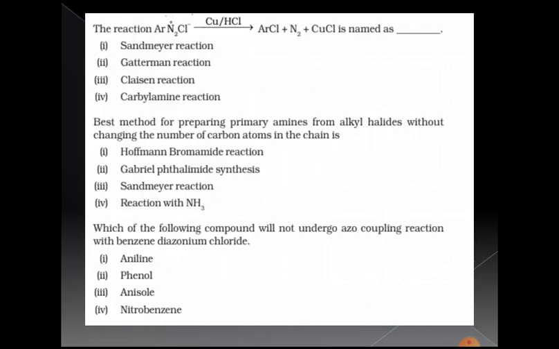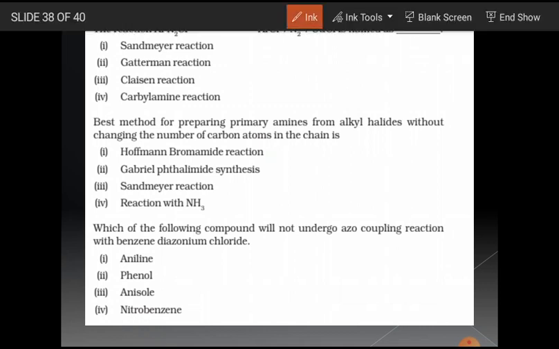Next question is the reaction ArN2Cl in the presence of Cu and HCl will give us ArCl plus N2 plus CuCl. This reaction is known as Gattermann reaction. Best method for preparing primary amines from alkyl halides without changing the number of carbon atoms in the chain. What should be the answer? Without changing the number of carbon atoms, we have to prepare primary amines. So we can use Gabriel phthalimide synthesis. Hofmann will give descent of series, and this is not used for the preparation of amines.